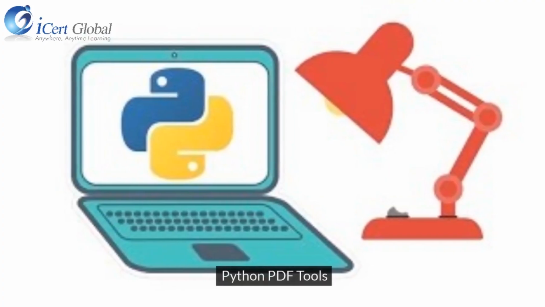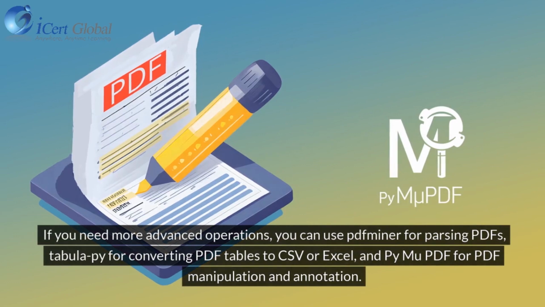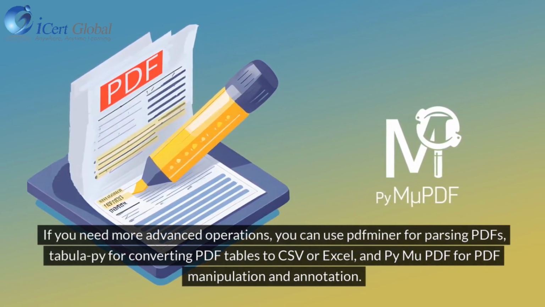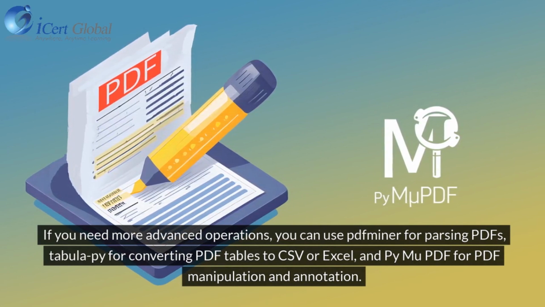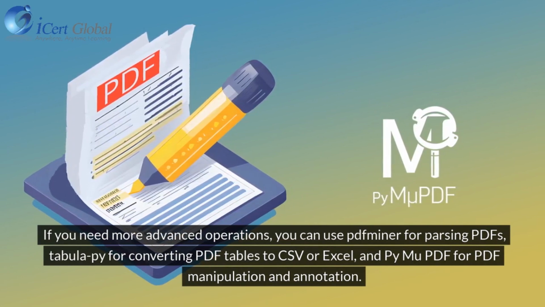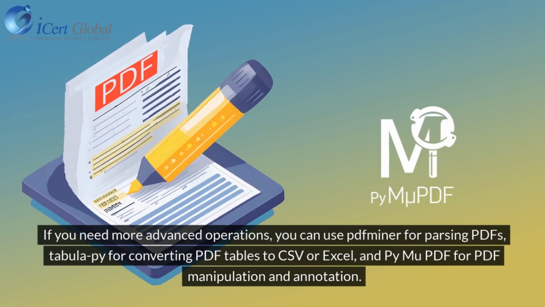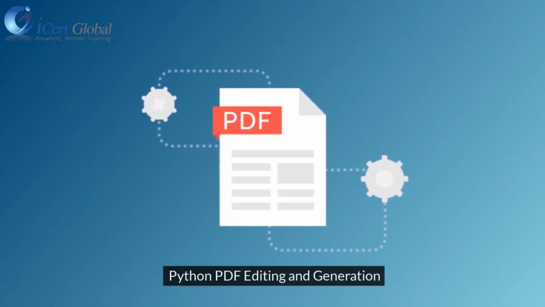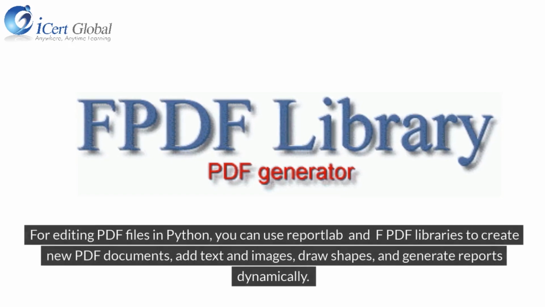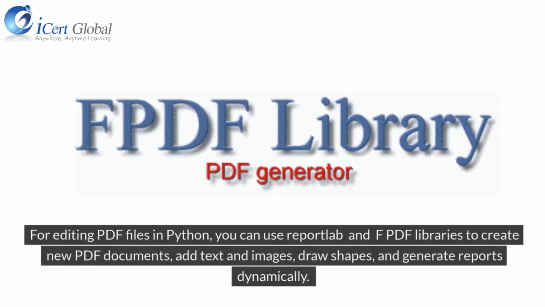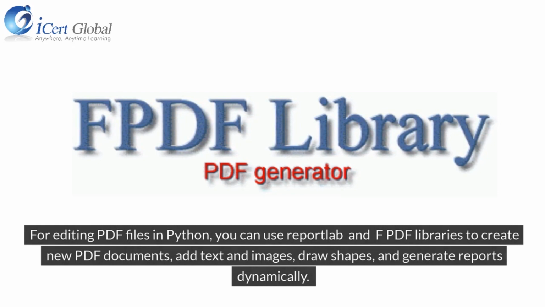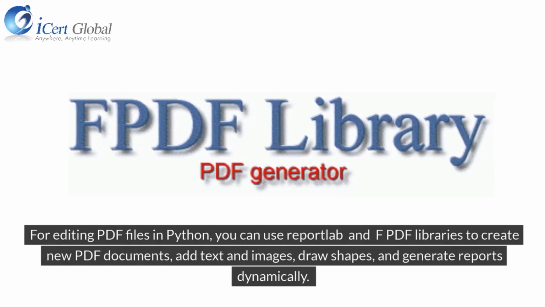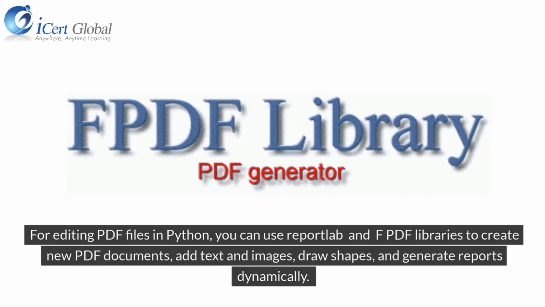Python PDF tools. If you need more advanced operations, you can use PDFMiner for parsing PDFs, Tabula-py for converting PDF tables to CSV or Excel, and PyMuPDF for PDF manipulation and annotation. Python PDF editing and generation. For editing PDF files in Python, you can use ReportLab and FPDF libraries to create new PDF documents, add text and images, draw shapes, and generate reports dynamically.